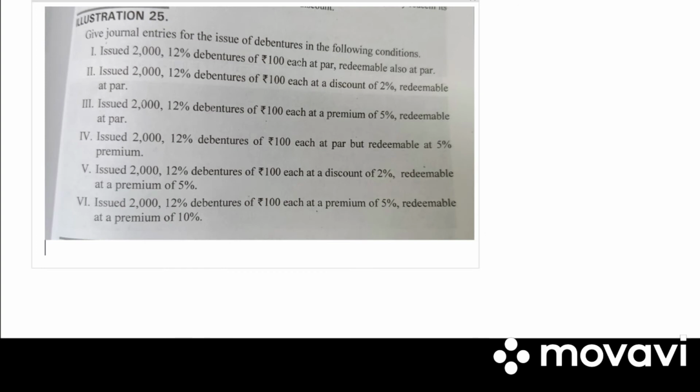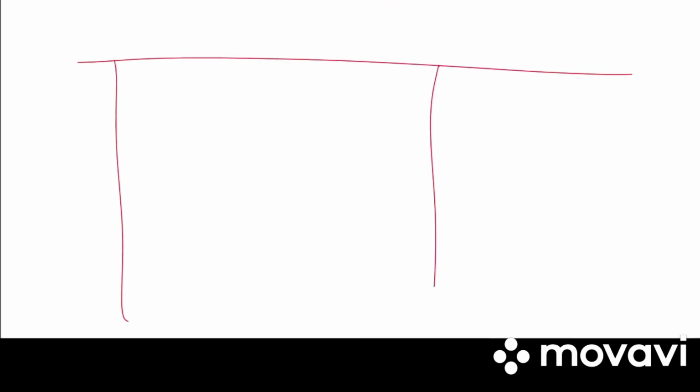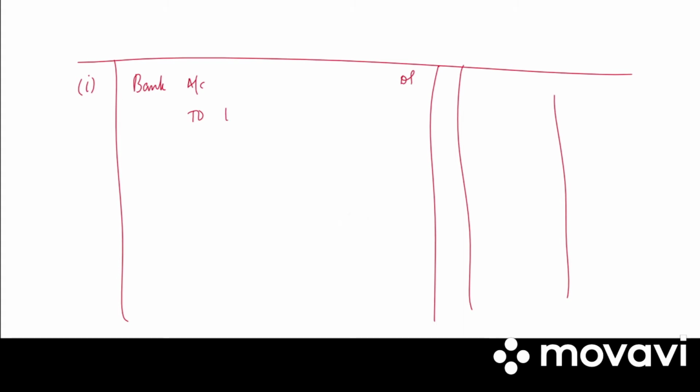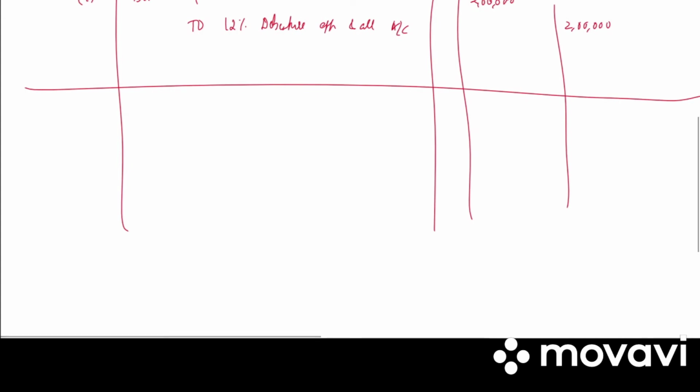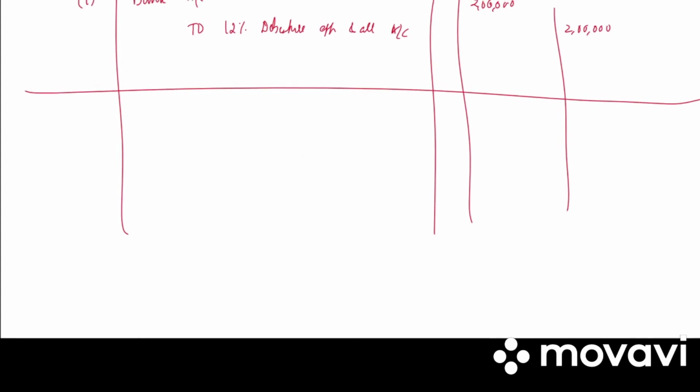Issued 2,000 12% debentures of 100 each at par, redeemable at par. So draw the format: date, particulars, LF, debit and credit. Case 1. What is the entry? Bank account debited to 12% debenture application and allotment account. Why am I writing these entries? Because they have asked us only to write the entries of issue of debentures and not redemption of debentures. So write the narration: application money received.